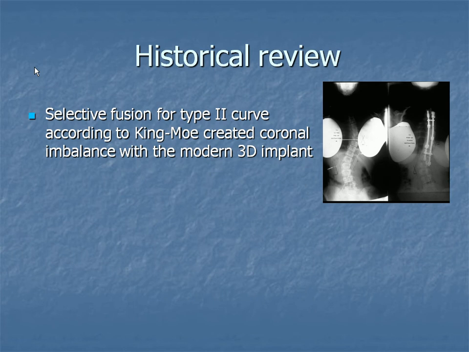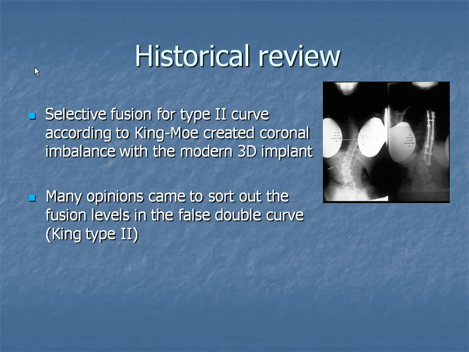I got interested in that a long time ago, about 20 years ago, when we had a problem using the King-Moe classification for type 2, which is comparable to 1C here, right thoracic, false left lumbar. We started using the CD system and ended up with a lot of decompensated patients.